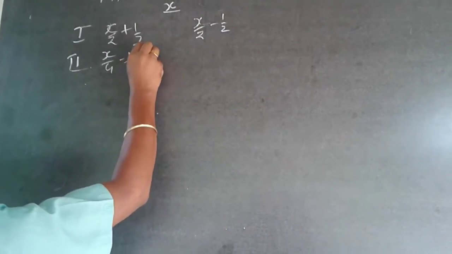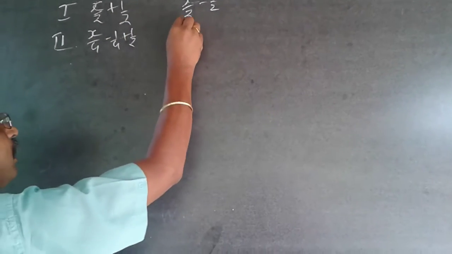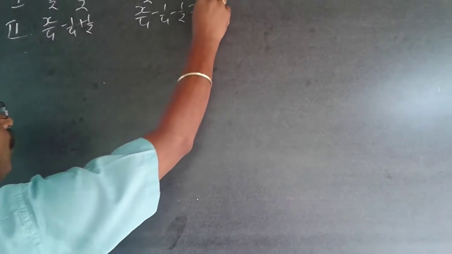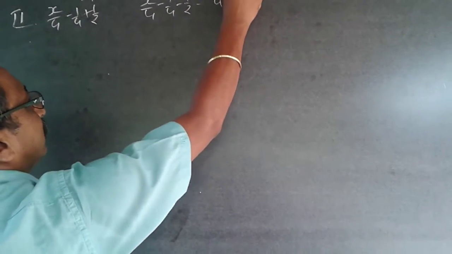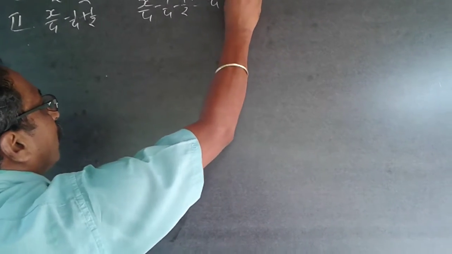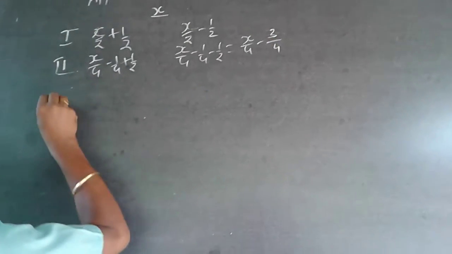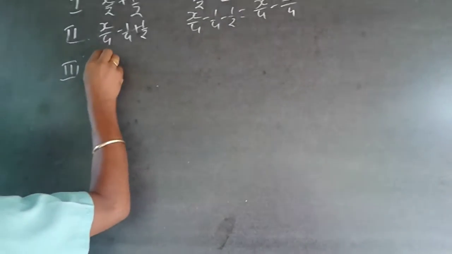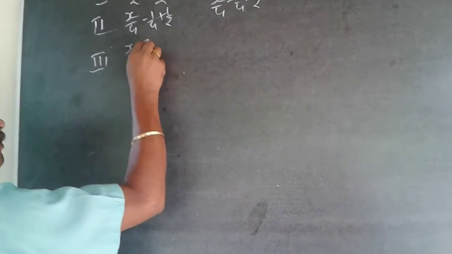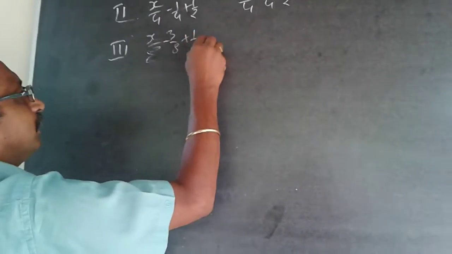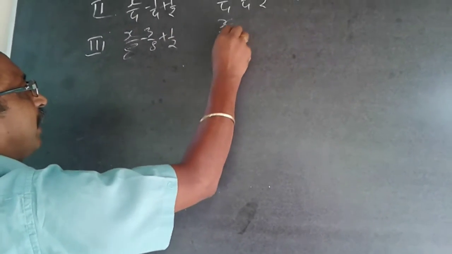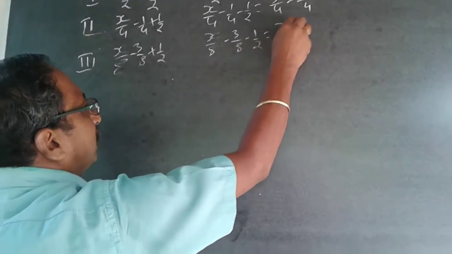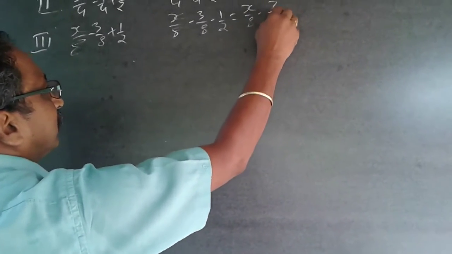minus 1 by 4 plus half. The remainder will be x by 4 minus 1 by 4 minus half, which is x by 4 minus 3 by 4. To the third person, he will be giving away half of it, which will be x by 8 minus 3 by 8 plus half. The remainder will be x by 8 minus 3 by 8 minus half, which is x by 8 minus 7 by 8.